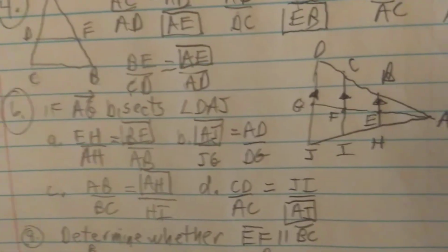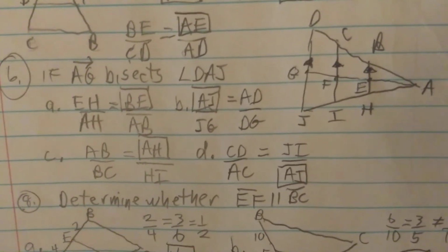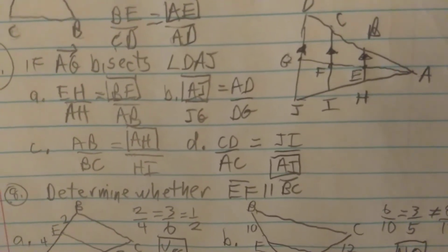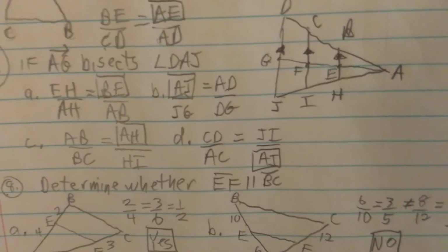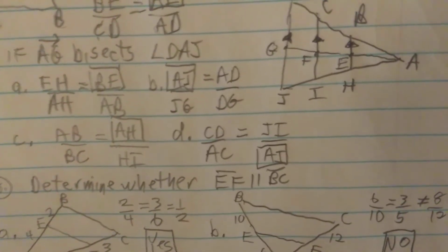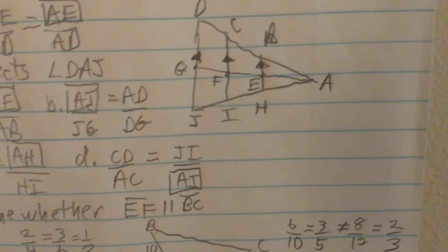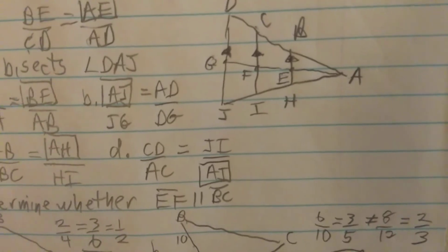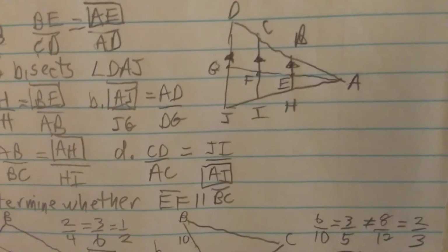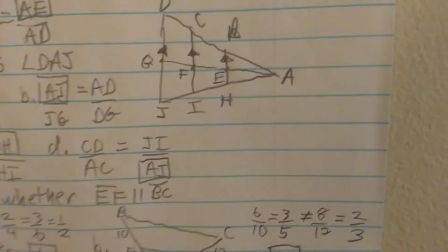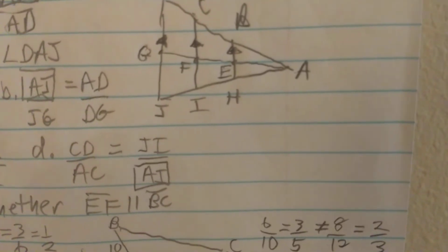And AB, the top far right part, over BC, the middle right part, is equal to AH, the bottom left part, over HI, the middle right part. And CD, the top left part, over AC, the whole top part, is equal to JI, the bottom right part, over AJ, the whole bottom part. Okay, so those I think you can make sense of.